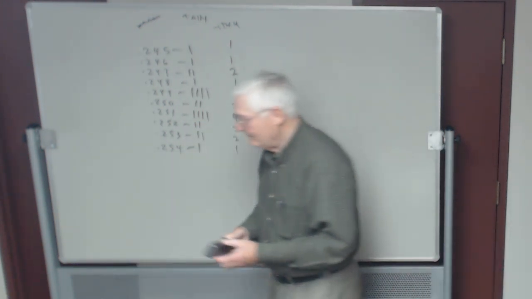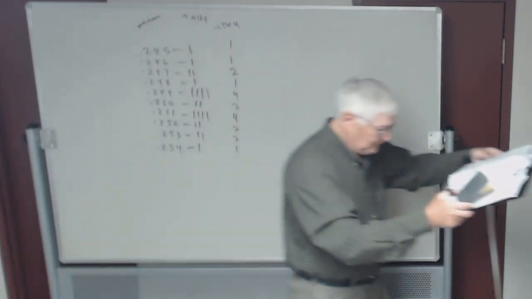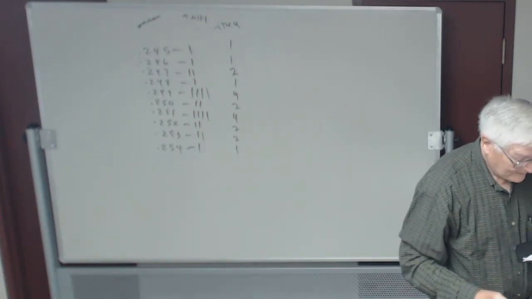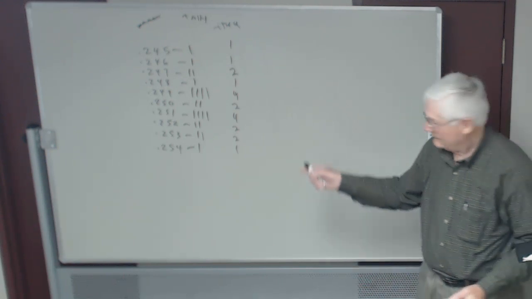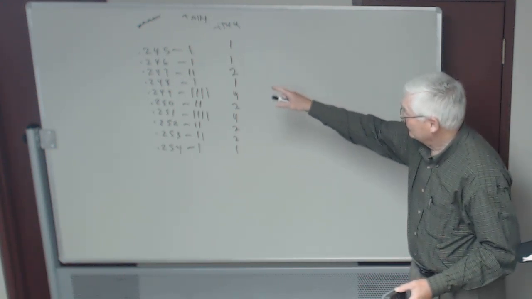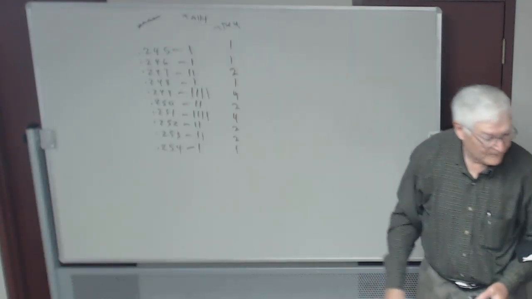You follow what's going on? Mm-hmm. So now when it says for number 20, make a frequency distribution, we just did it, didn't we? That's the frequency distribution. The measurement, the tally, and the frequencies.